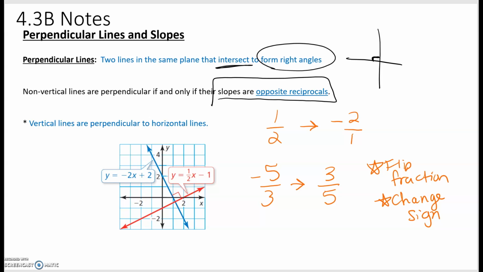Another example, look down at the equations here. Those are actually from this first example that I did up here, where my slope was 1/2 and then my other slope was -2. So those are examples of perpendicular lines.